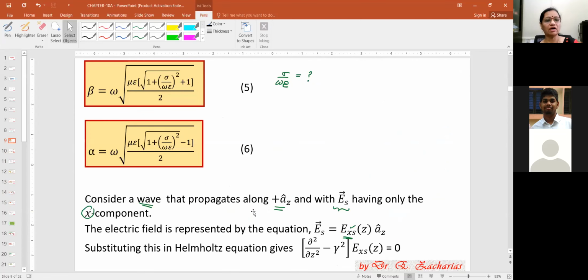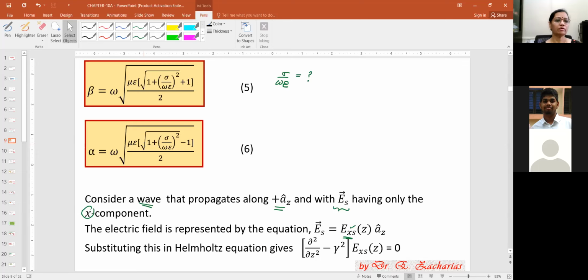Now look at my alpha expression. Look at this alpha expression. What happens when sigma is 0? In a pure dielectric, lossless dielectric, what will happen? Sigma will become equal to 0. When sigma becomes 0, you get 1 minus 1, so alpha itself becomes 0. What is the meaning of alpha becoming 0?